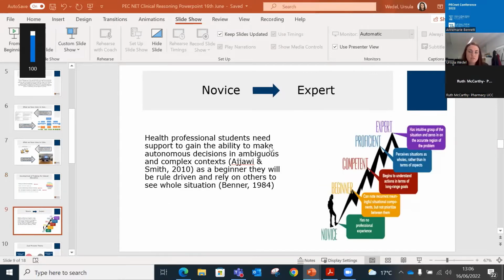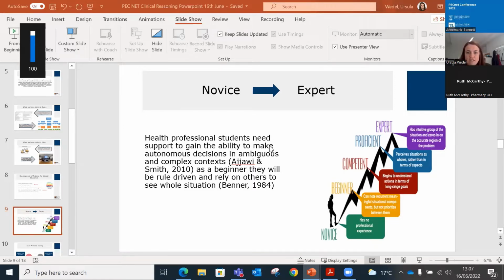So I suppose I've just pulled out some of the interesting theory that I think is really useful to note. So we do know that health profession students need support to gain the ability to make autonomous decisions in an ambiguous and complex context, and they rely on others to see the whole situation. I think it's really important to take 2 points away from this. One is that we must manage our expectations of students on placement. They won't think the same as you, and they won't think at the same speed as you.